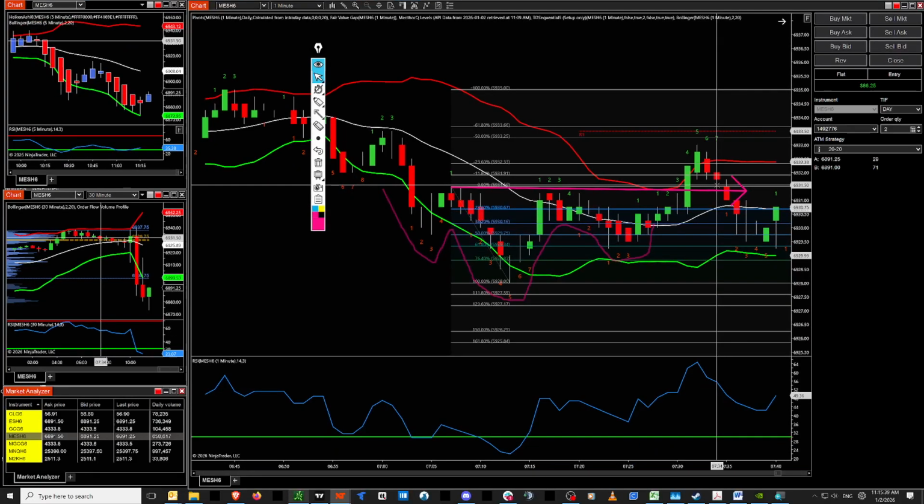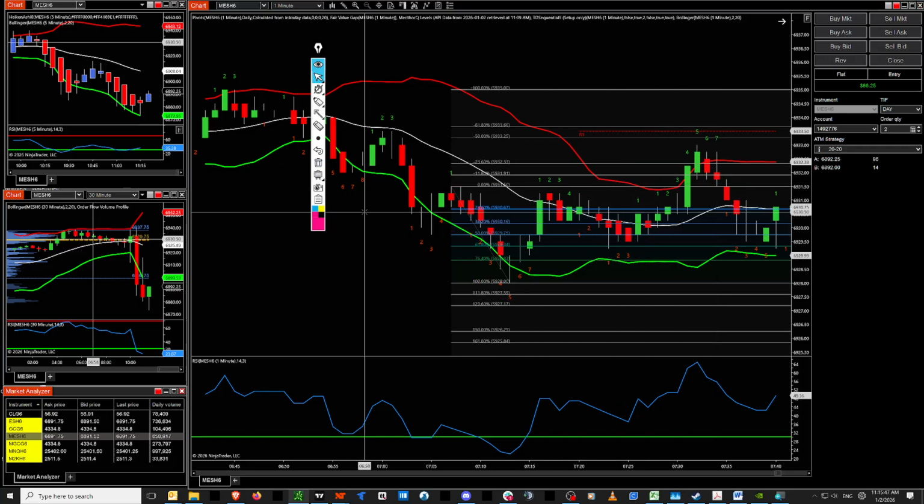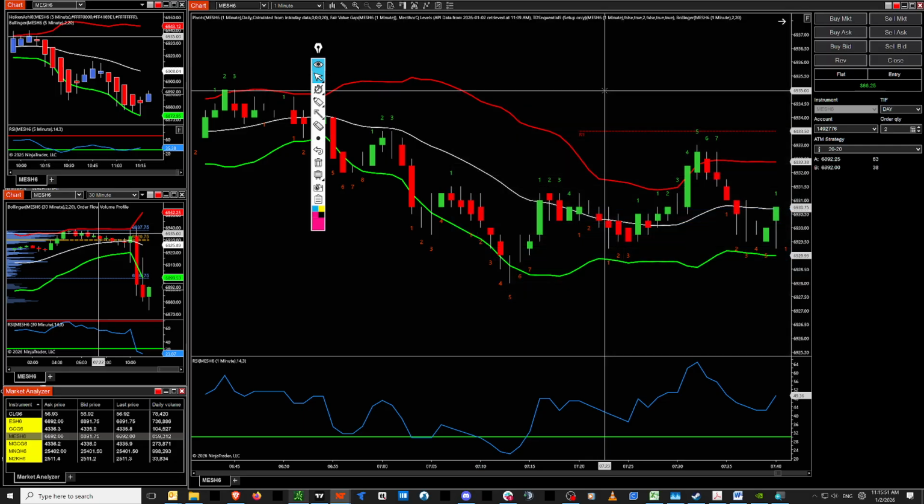At any rate, the point being is that this idea of this head and shoulders is visible on all time frames. And so you can see it here, you can see it on the hourly, you can see it on the 15, you can see it on the daily.